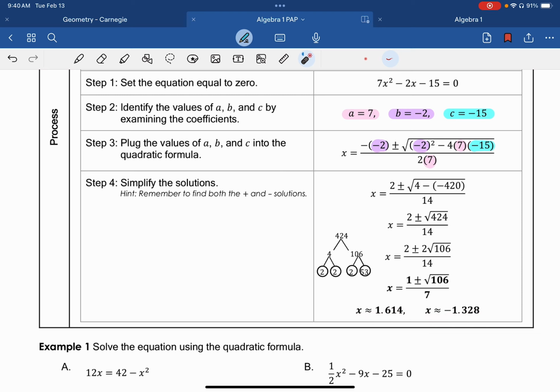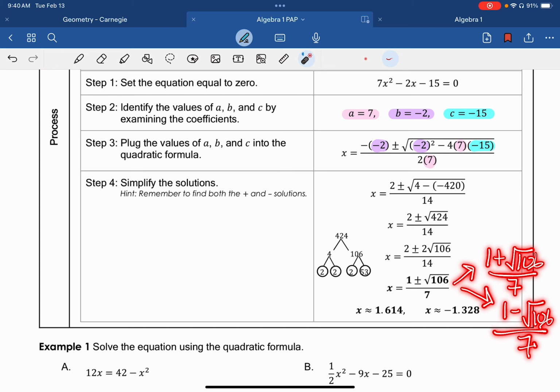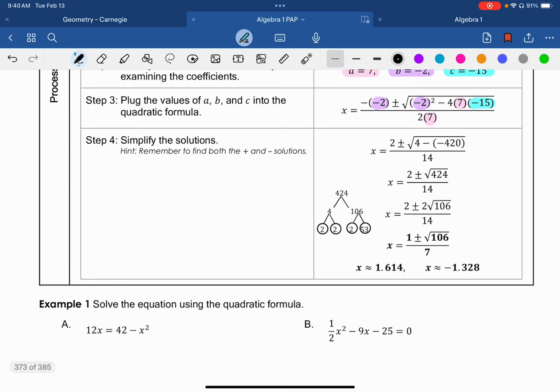Why are there two answers? Because of this guy right here. This is a plus and a minus, meaning that one time they did 1 plus the square root of 106 and divided that all by 7. And then the next time they did 1 minus the square root of 106 and divided it all by 7. So they just went ahead and did this twice in the calculator. Let's go ahead and practice.